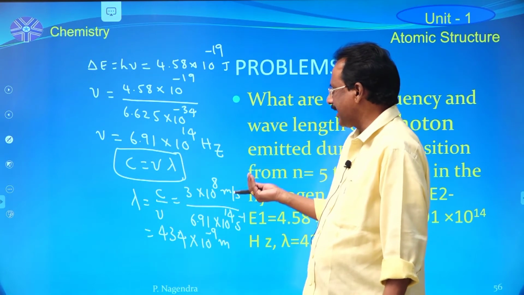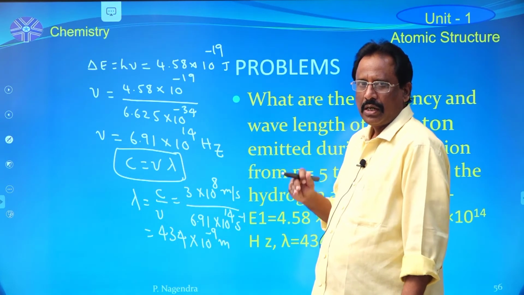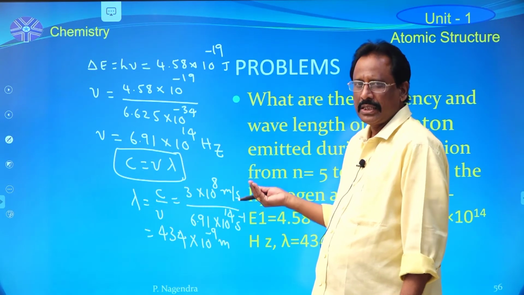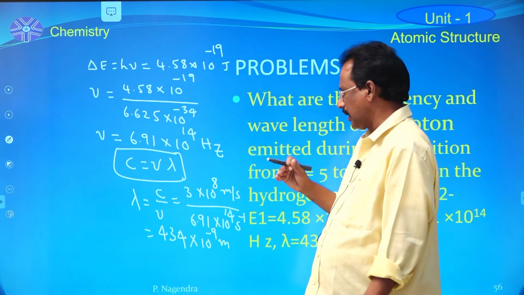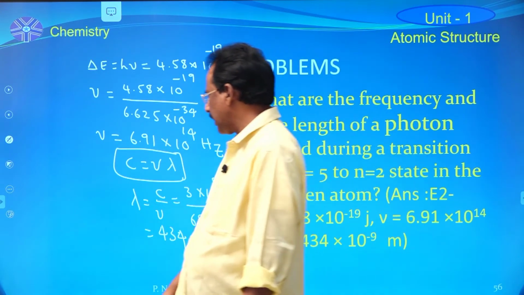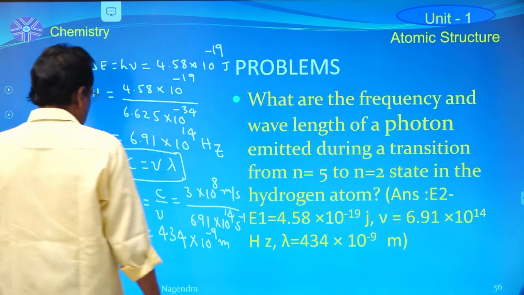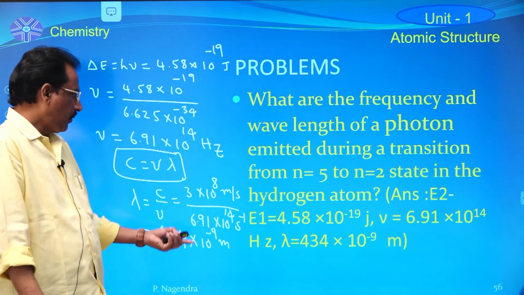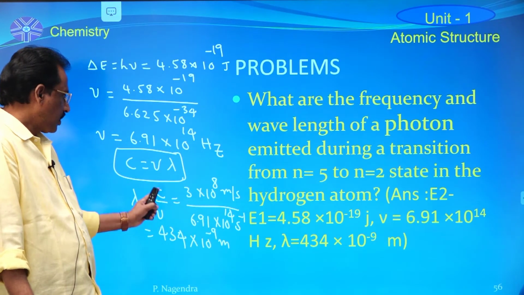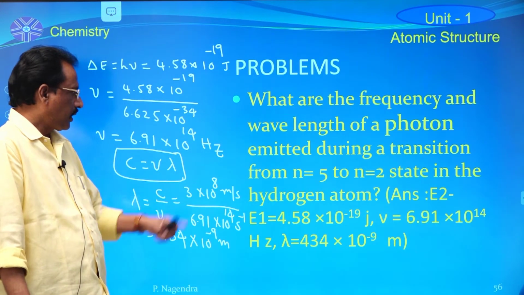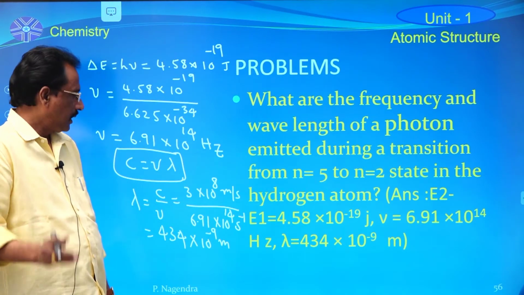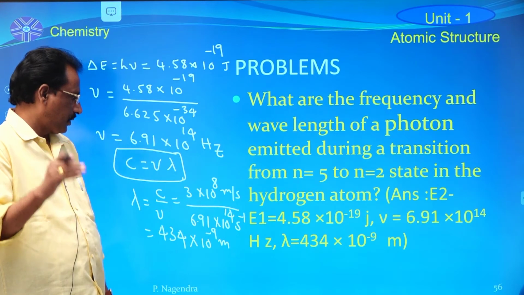Frequency is always expressed in hertz or CPS or second inverse. But lambda is expressed in so many units: centimeter, meter, angstrom, nanometer, microns, like that. So, if you want to calculate the wavelength in MKS system, substitute the value of C in MKS system. Velocity of the light in MKS system is 3 into 10 power 8.